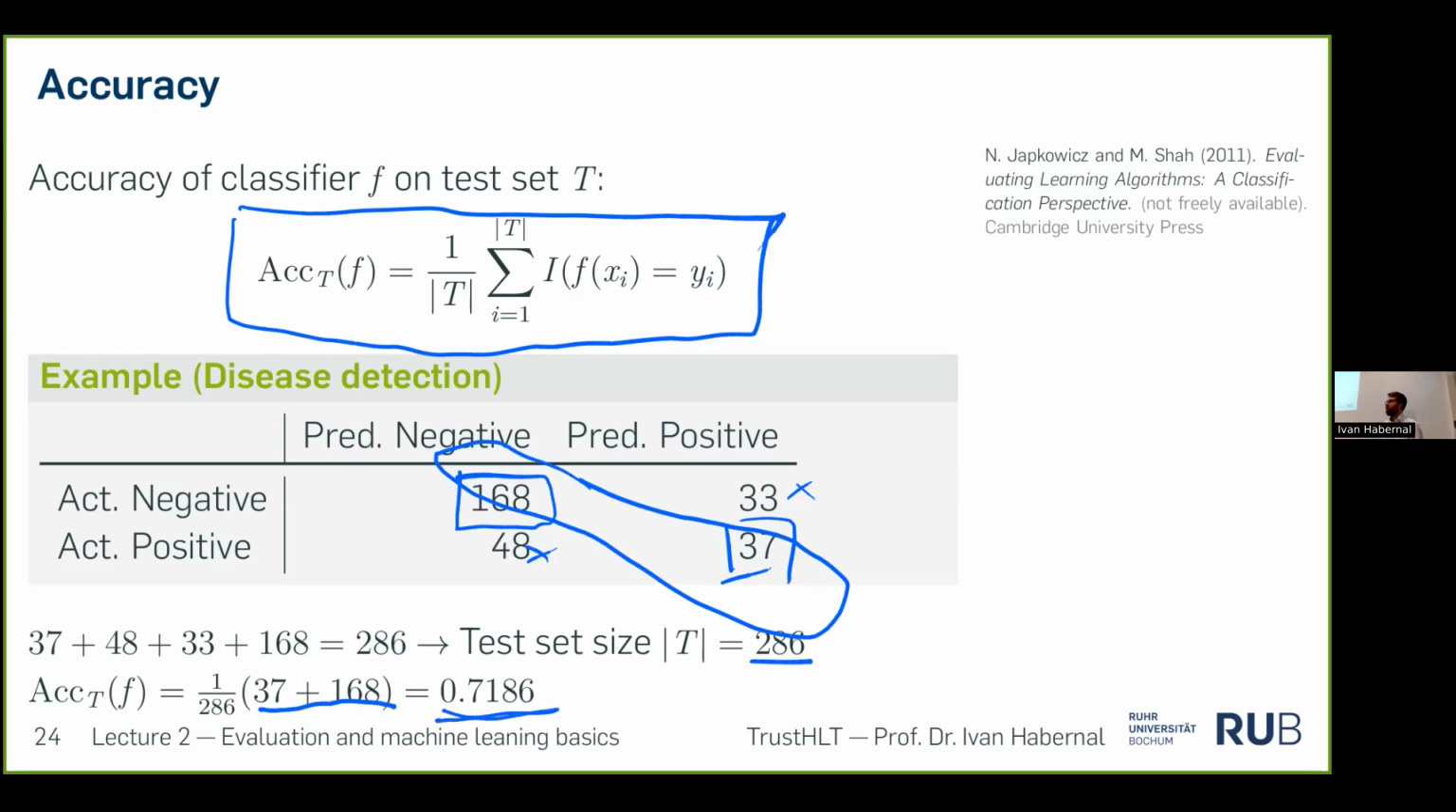Basically you're counting: was I right? Was I wrong? Was I right? And in 71% of cases, you are correct. Any questions?